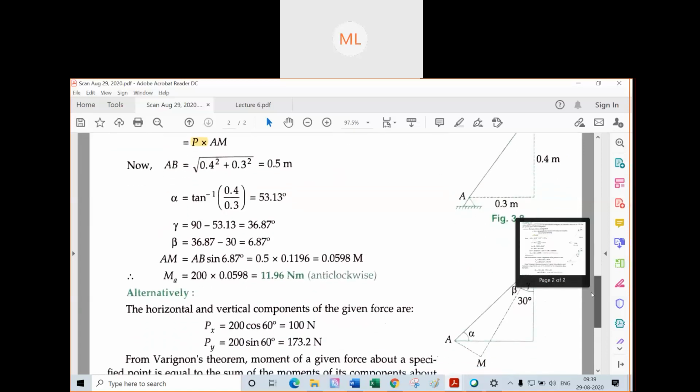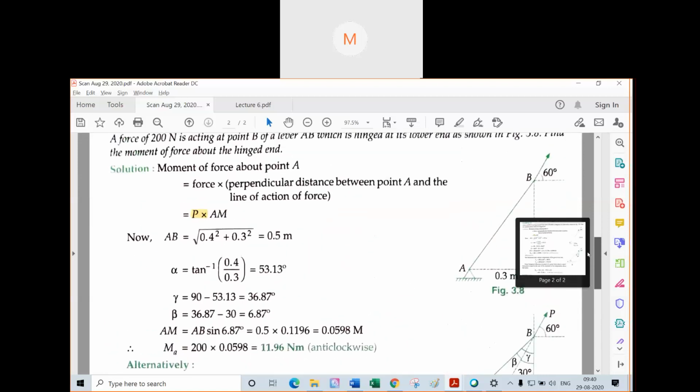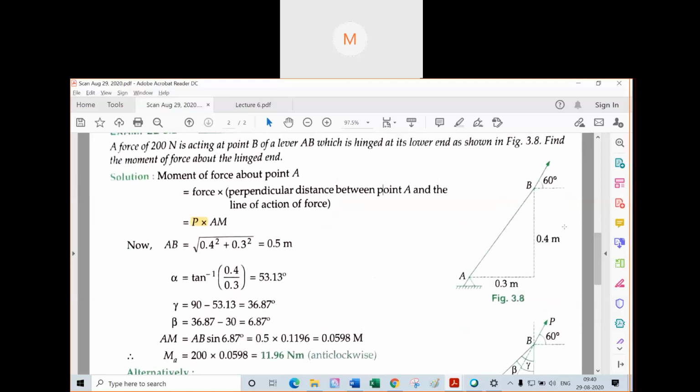So how did we do that? Now look. If we got the x component like this, here it will be x and here it will be y, right? Now look, if we got this in x, p of x came out to be 100, no? So if it came out to be 100, then what is the moment? Look, now this is the force.